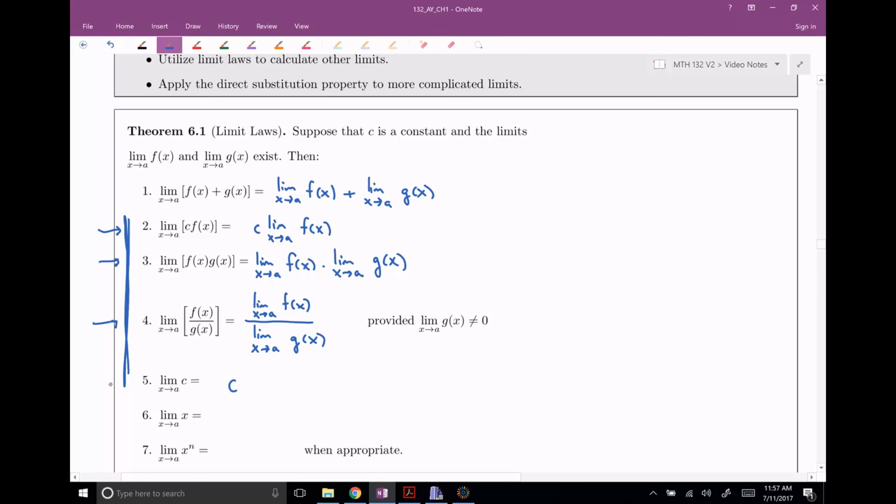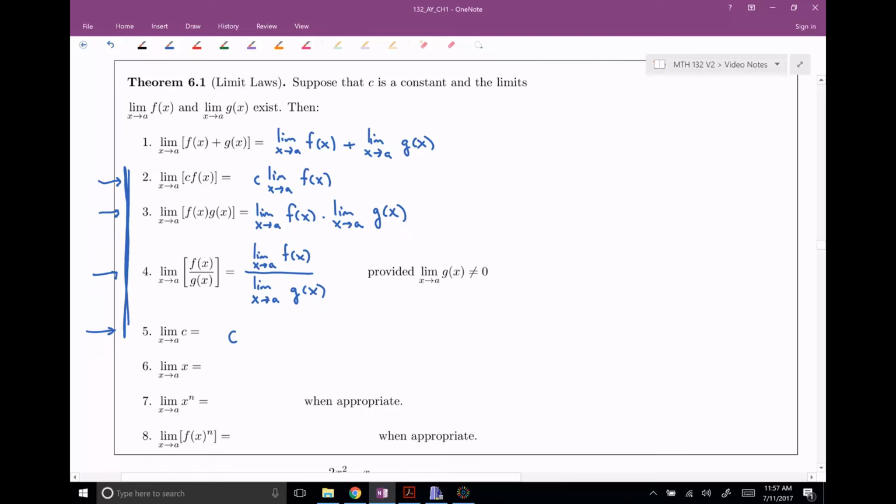And for number 5 here, the limit as x approaches a of some constant. Remember, c is a constant value. Think of it like 5 or 2 or negative 10. And so as x approaches a, the constant says, who cares? I'm a constant. I don't care what x is doing. I'm going to be my constant, whether 2, 5, or negative 10. Okay, so there are those limit laws.